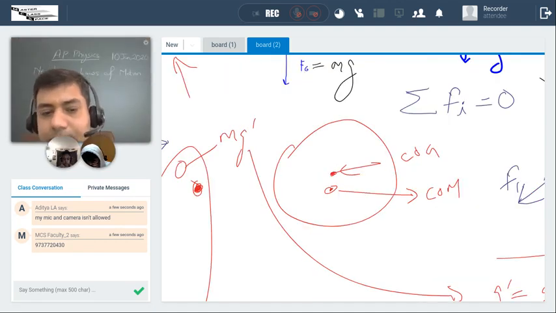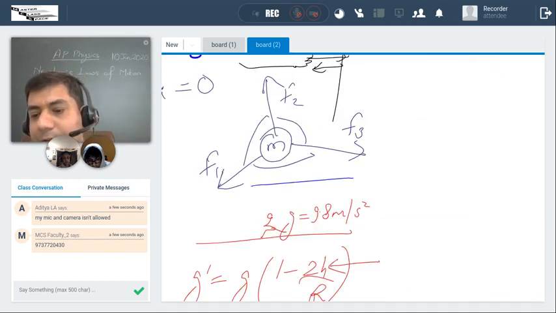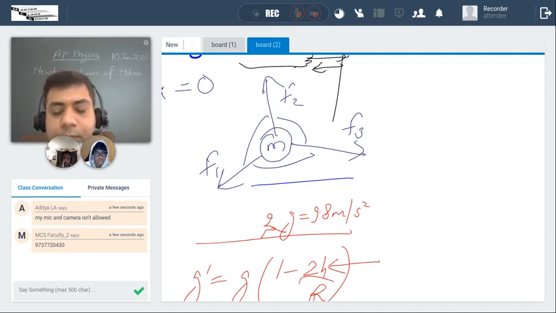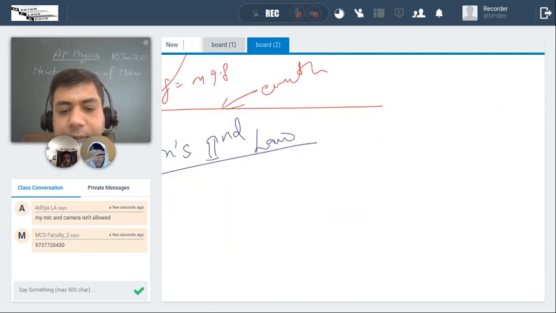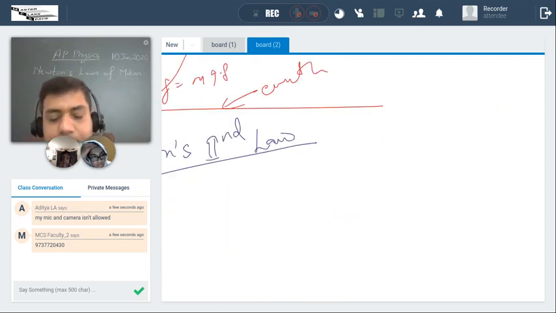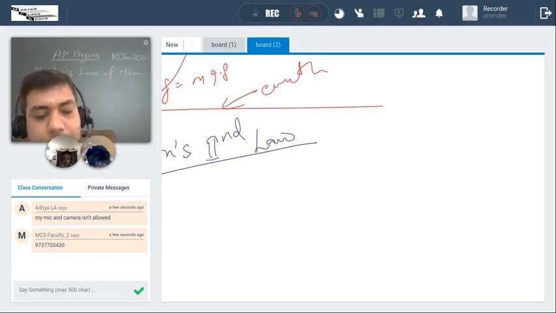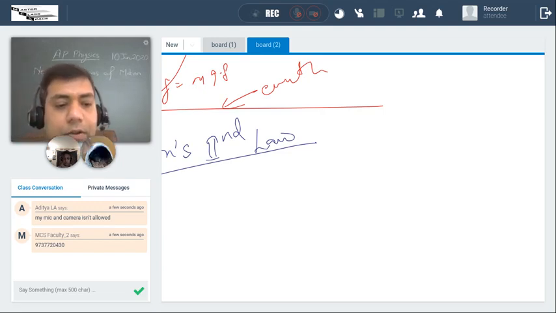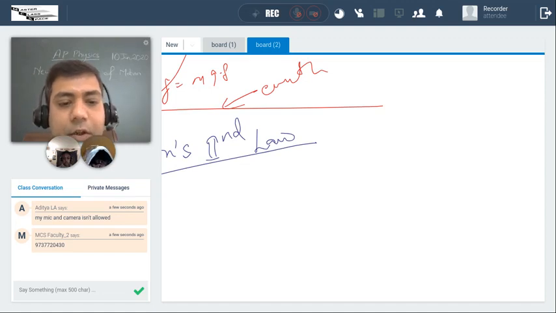For this case, if you do the vector sum of F1, F2, and F3, it will come out to be 0. That's the reason the body is not moving. Okay. Come back. So let's discuss a bit about Newton's second law. Newton's second law gives the measure of the force which is acting on the body, the overall total measure of the force acting on the body.